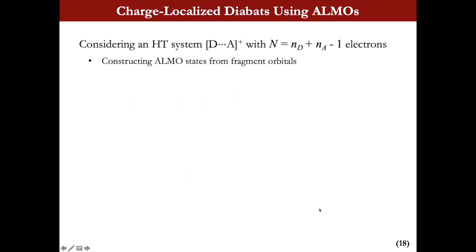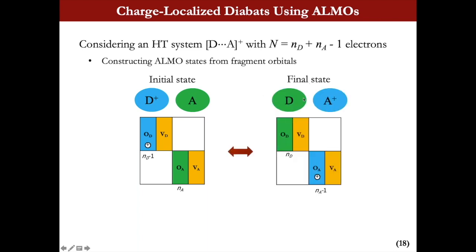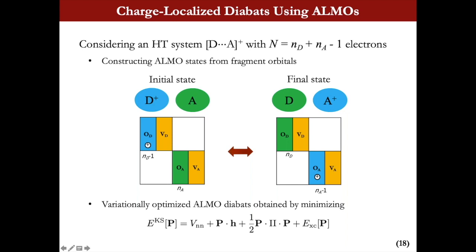And we use ALMOs again to construct these charge-localized diabatic states. So here we consider a hole transfer system as an example. And we can construct these ALMO states from fragment orbitals. For the initial state, we have a positively charged donor and a neutral acceptor. And we can perform SCF calculations on each of the fragments separately and then concatenate their orbitals. This is the initial guess to the initial state for the electron transfer, hole transfer here. And for the final state, we can do something similar. We just need to switch the population of the two fragments and do the fragment SCF and then concatenate their orbitals. Then we just launch the ALMO SCF calculations, which will give us variationally optimized diabatic states.